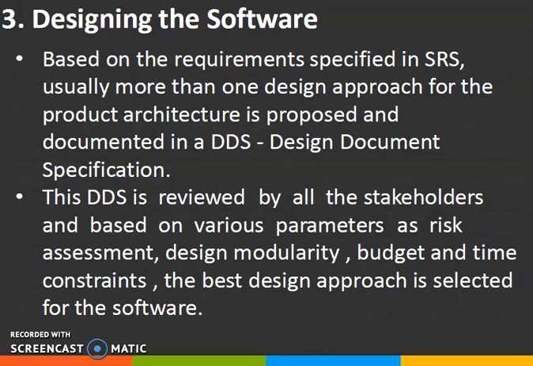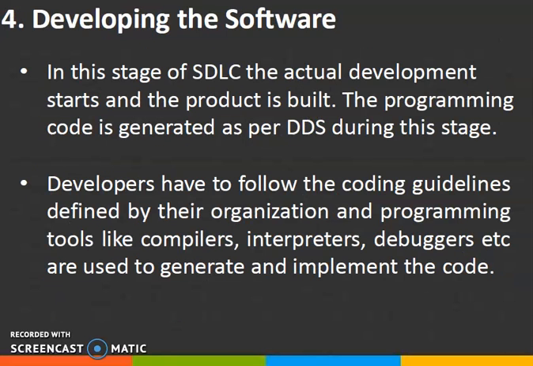There may be more than one approach for the product architecture. They can review different design approaches and finalize the design based on the requirements for the particular software. Then once the design is ready, the architecture is ready, the plan is ready, they can do the coding work. That is the actual development of the software using a suitable computer language, programming. So they develop the software.